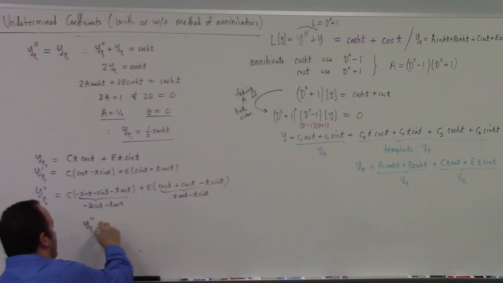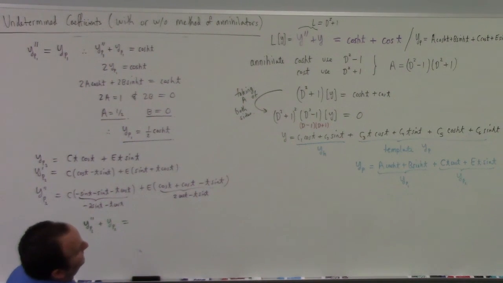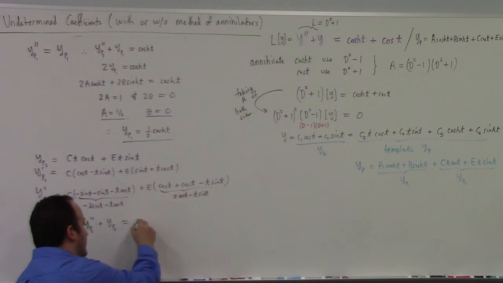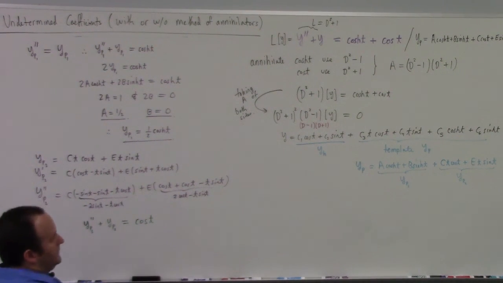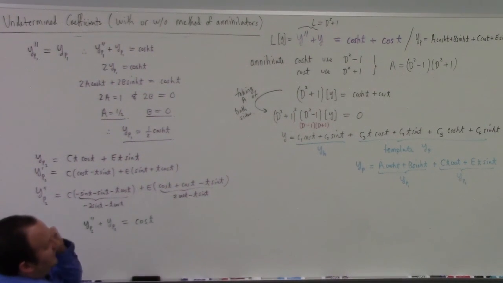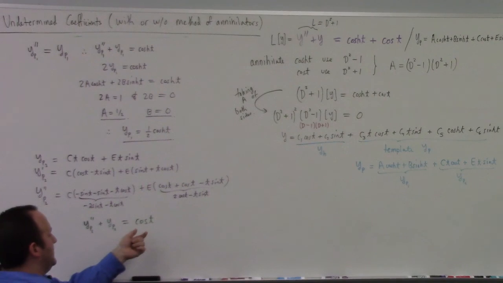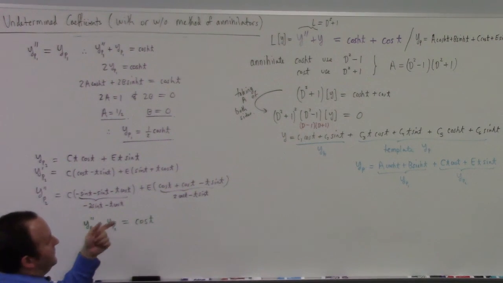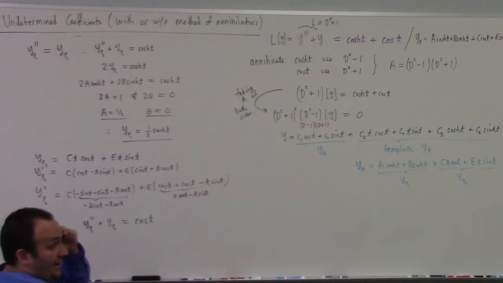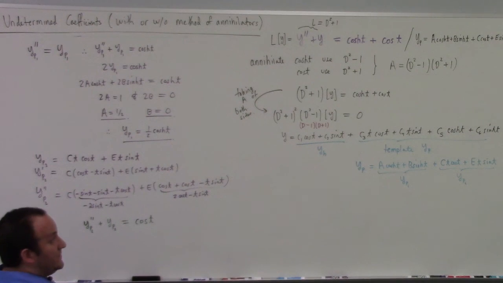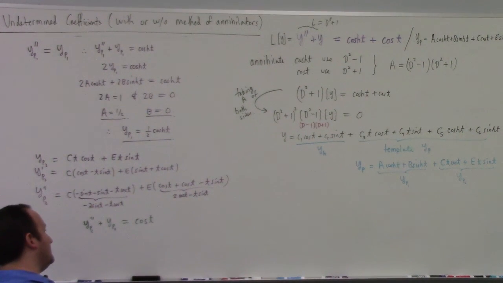Okay, so let's see here. yp2 prime prime plus yp2 is supposed to be equal to what? What are we trying to match now? Well, now we're trying to go with the cosine t. I'm using superposition to piece these things together, right? I know that my 1/2 cosh t will produce the cosh t on the right-hand side, and whatever I'm going to find out here will produce the cosine t. I add them together, I get the whole deal. Superposition.